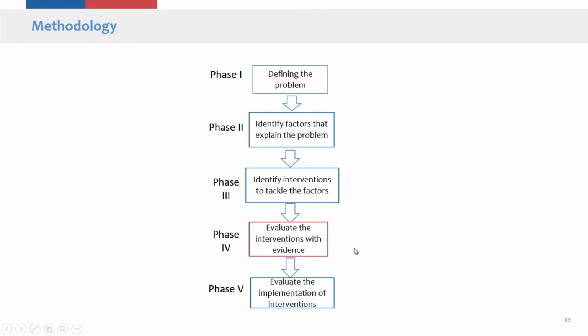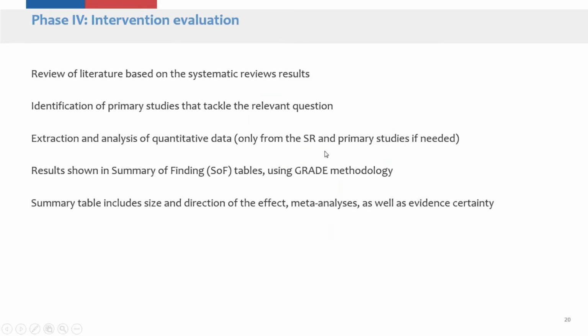In phase four, we evaluated the interventions with evidence. We did a review of the literature based on the systematic review results. We identified primary studies that tackled the relevant question when we needed to search for the primary studies after looking at the systematic reviews. We extracted and did meta-analysis of quantitative data. And we show this in summary of findings tables using a GRADE methodology. Our summary tables include size and direction of the effect, meta-analysis, as well as evidence certainty.